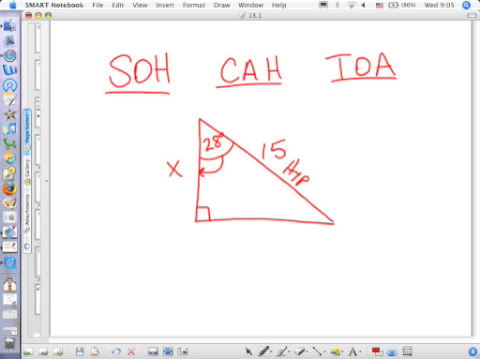All right? So I would say that the cosine of 28 is equal to x over 15 or 15 over x? X over 15. And then you'll have to punch that into your calculator. What do you actually punch in? 15. Exactly. And you would get 13.2. All right, so x would be equal to 13.2.